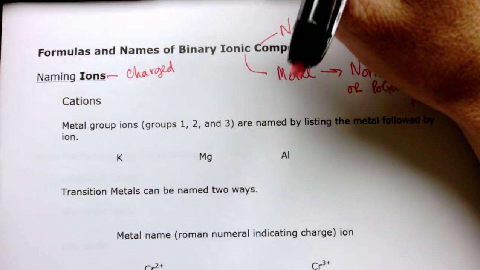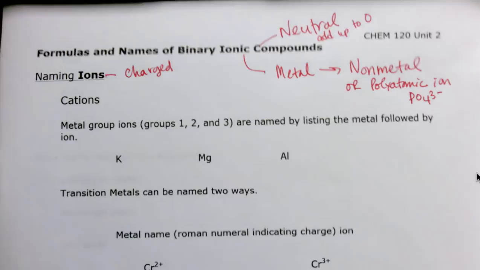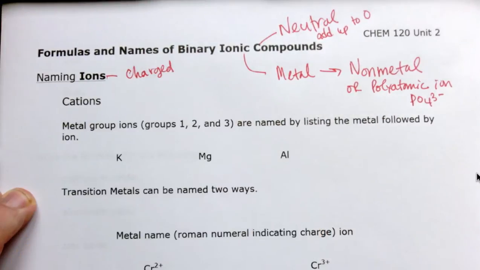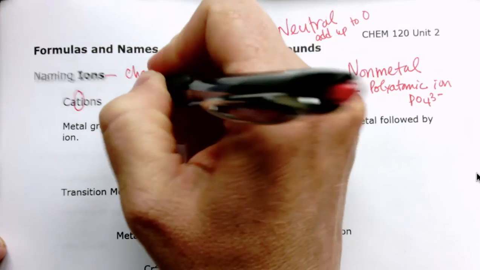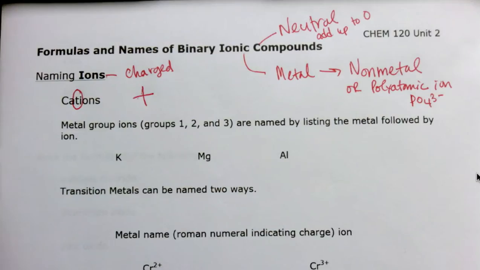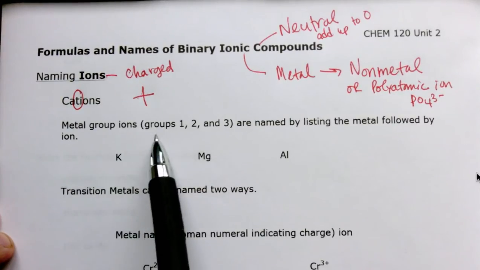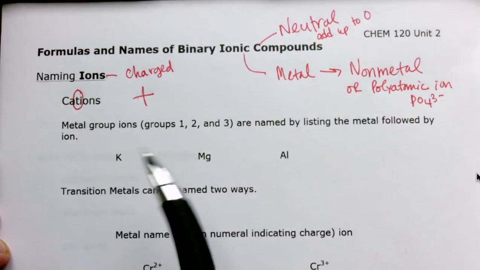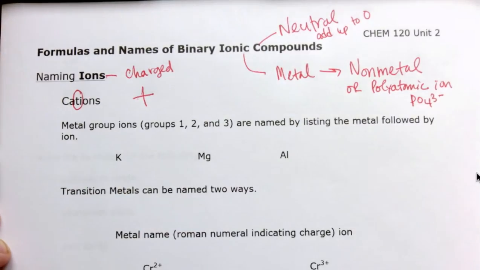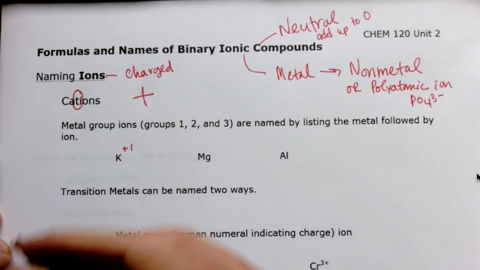Cations have a positive charge. So a cation, I always think of it, the T, positive charge. So your metal group ions are going to have positive charges on them. Metal group ions 1, 2, and 3 are named by listing the metal followed by the word ion. So like potassium, when it's an ion, it's K plus 1. It would be called potassium ion.